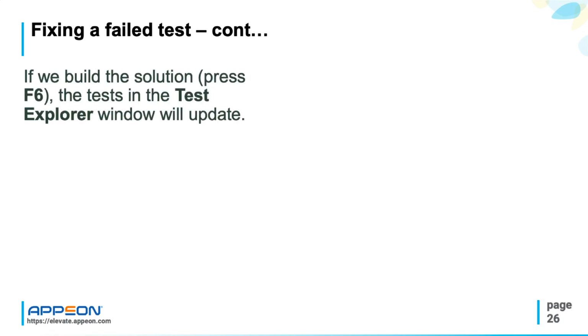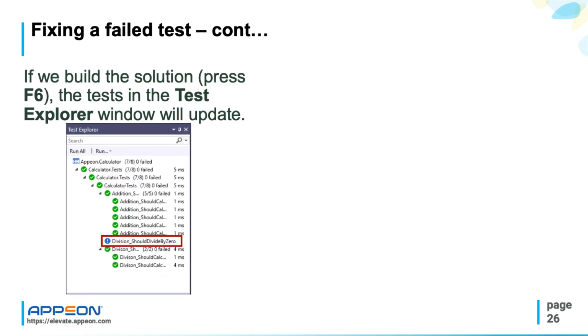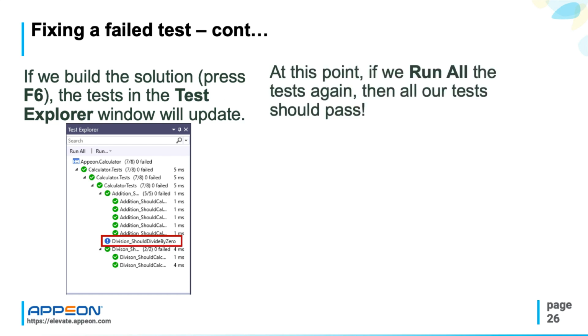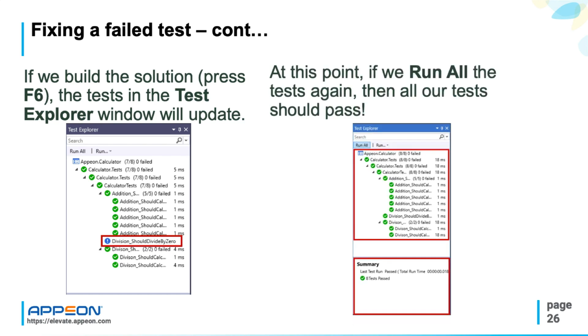If we do a build to our solution by pressing F6, you will notice that now each one of the inline data attributes we added have become tests in our Test Explorer window, including the division should divide by 0. Now we can click on Run All again to run our test. This time they should all pass, which is exactly what we are aiming for.